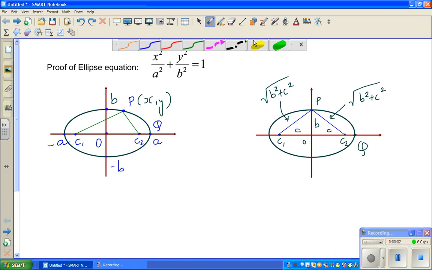Hello friends, in this video I'm going to prove, if possible, this equation of an ellipse centered at 0, 0. So this is the equation of an ellipse: x squared over a squared plus y squared over b squared is equal to 1. Now this is centered at 0, 0.